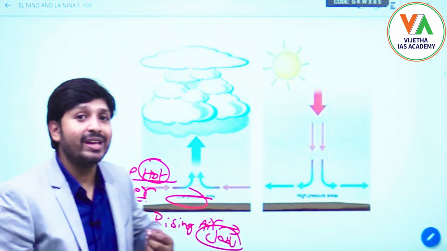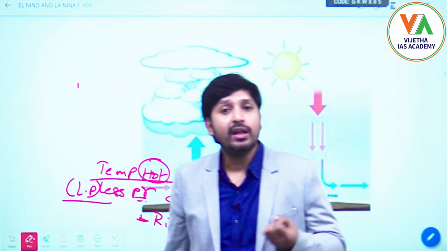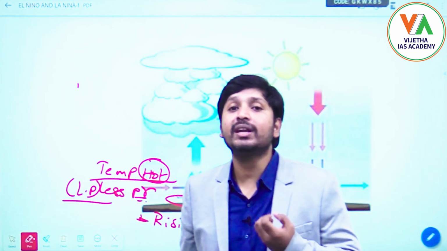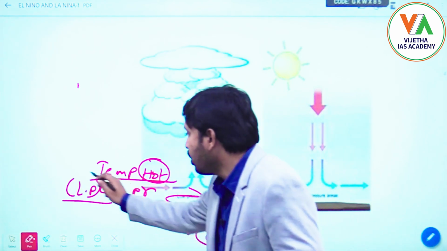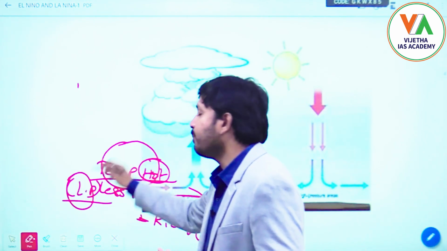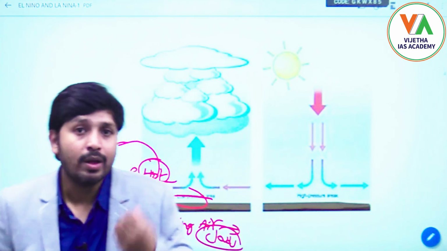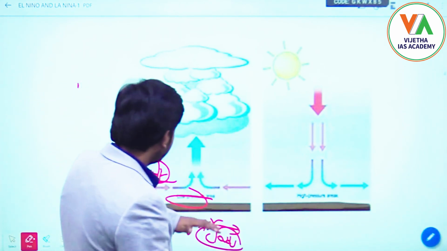So remember, wherever there is high temperature, the air packet will expand and become lighter in weight. Because of that, there will be low pressure near the hot temperature areas. Remember, high temperature is associated with low pressure. So this is one phenomenon.